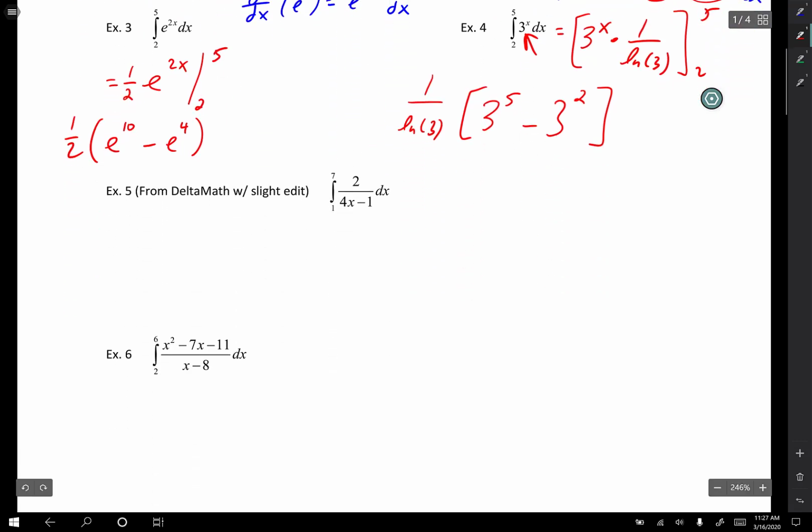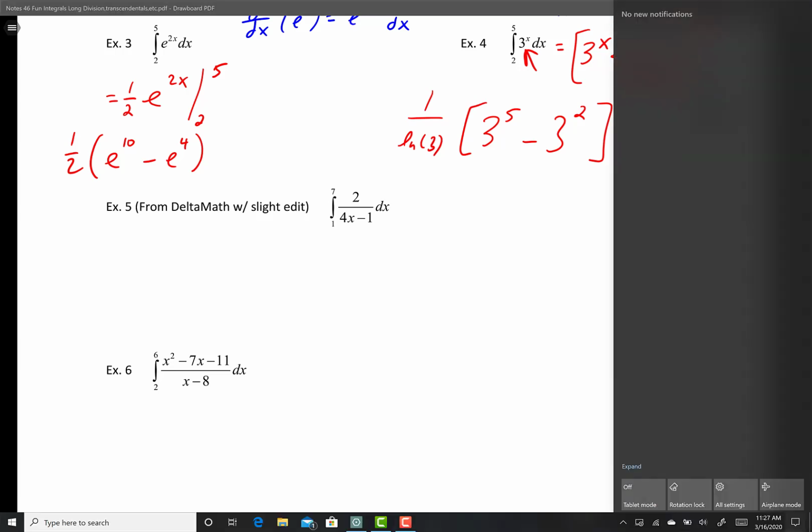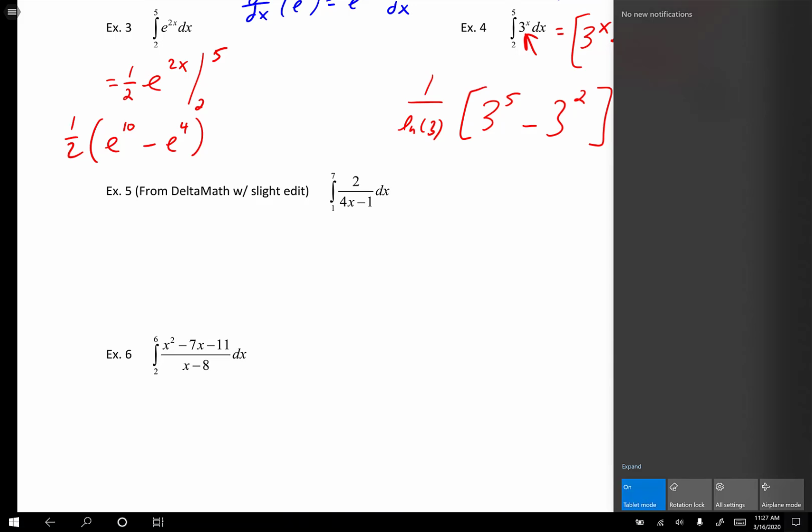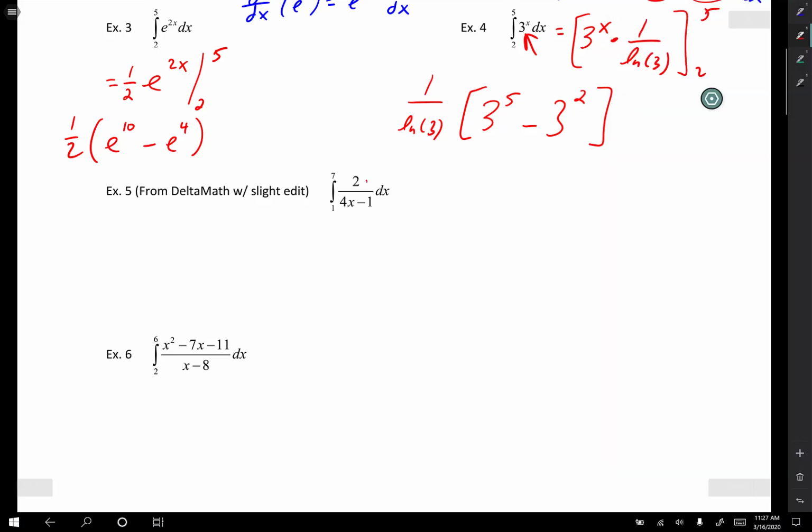All right. This one's coming from Delta Math, guys, with a slight edit. On the Delta Math, I have the dx here. I don't like that. I put the dx here on the side. As long as you don't have the dx here in the front, because that'll be the worst case scenario. Remember, we're adding an infinite amount of rectangles, Riemann sums, width times height, or height times width. So put the dx here in the back.